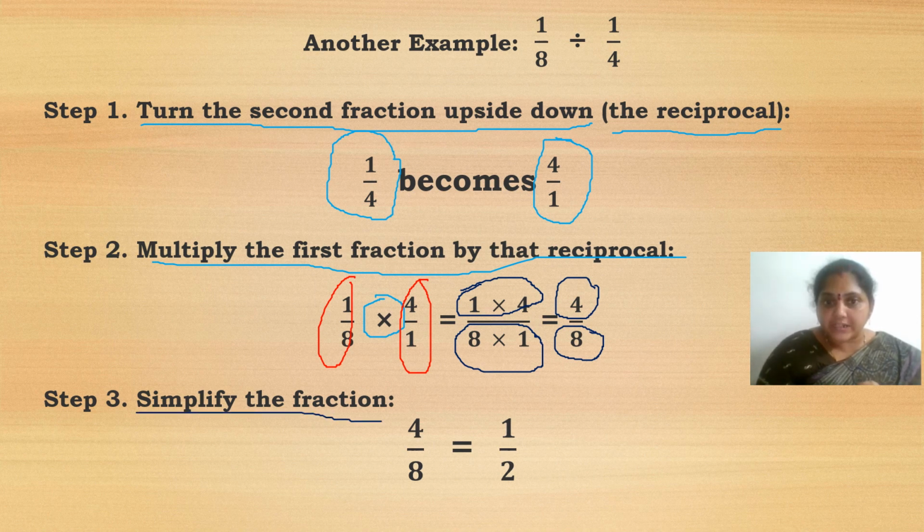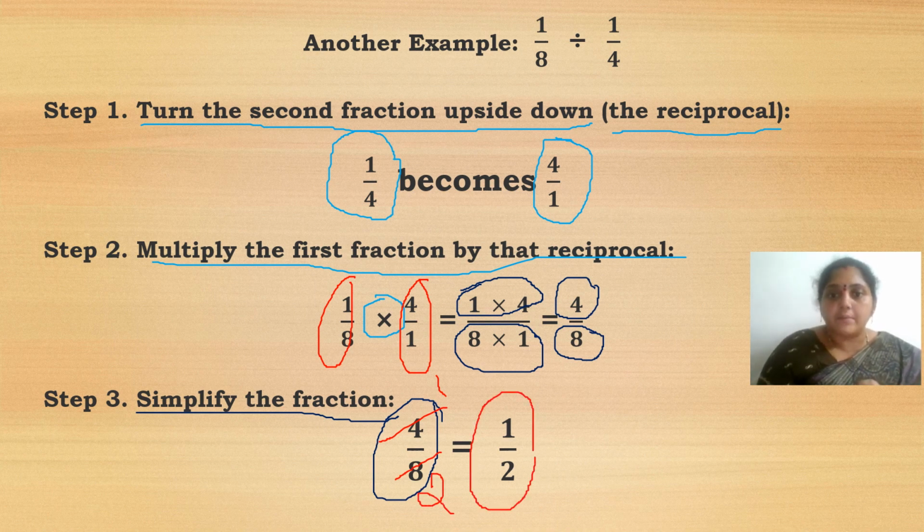Now step 3. Simplify the fraction. Can we simplify 4 and 8? Yes, we can. 4 ones are 4, 4 twos are 8. So what is our final fraction here? Our final fraction is 1 by 2. This is how we do division of fractions.